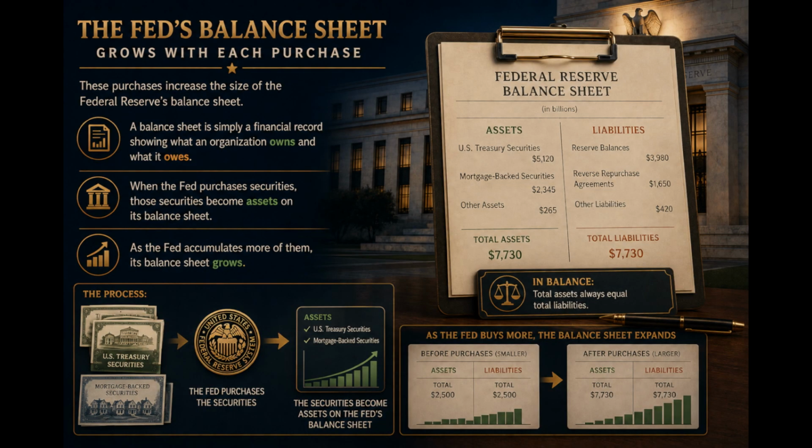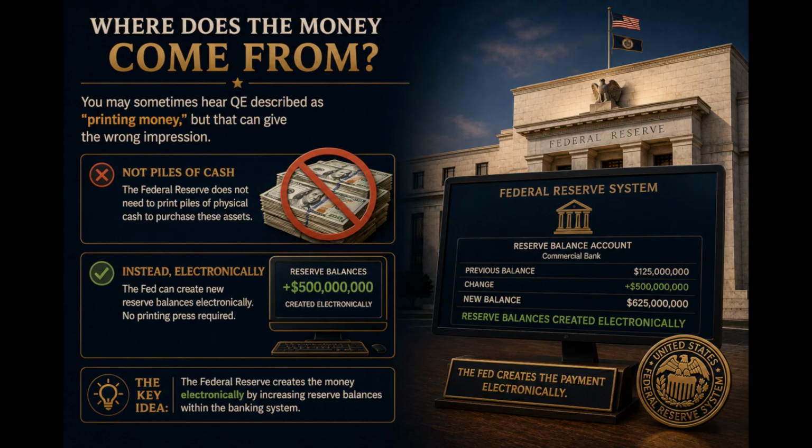These purchases increase the size of the Federal Reserve's balance sheet. A balance sheet is simply a financial record showing what an organization owns and what it owes. When the Fed purchases securities, those securities become assets on its balance sheet. As the Fed accumulates more of them, its balance sheet grows. But where does the money come from to make these purchases?